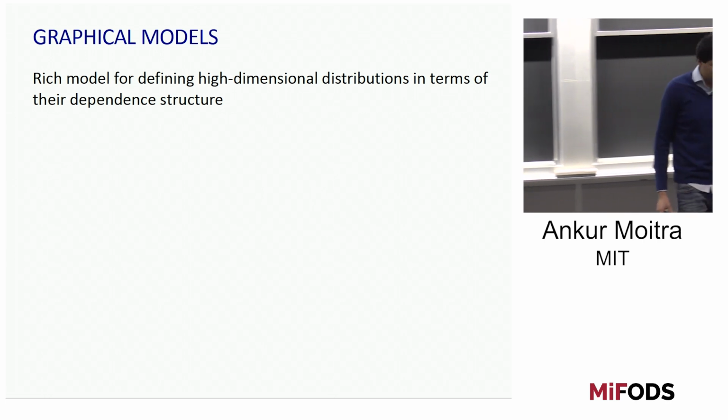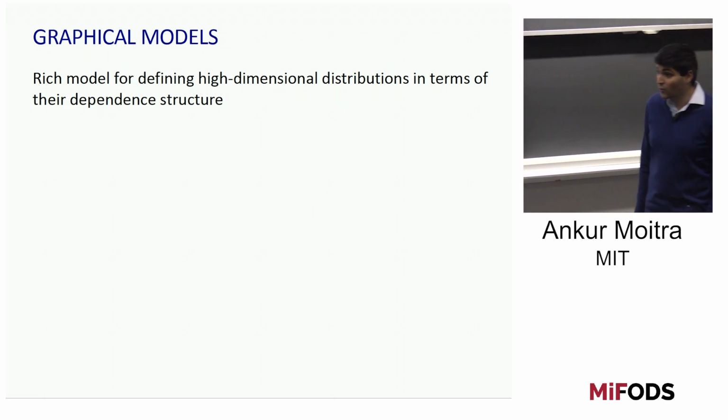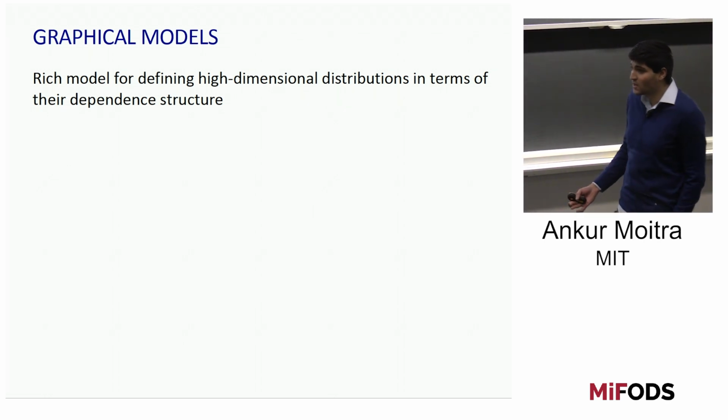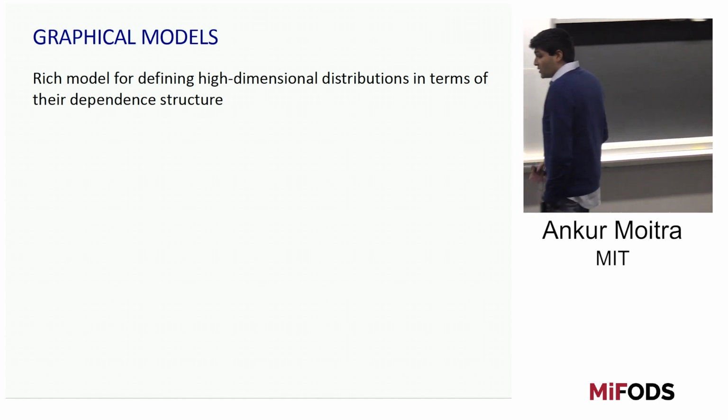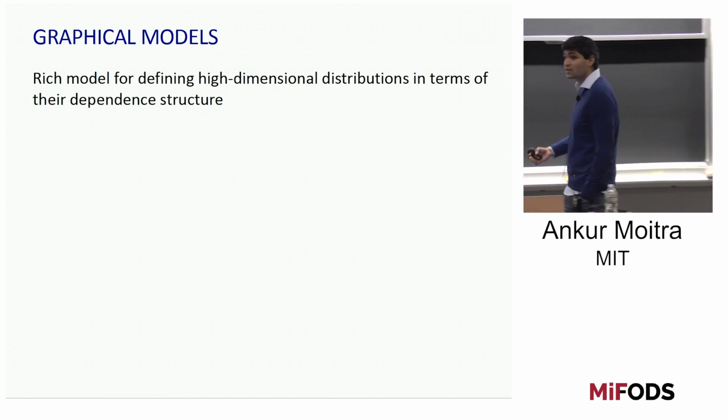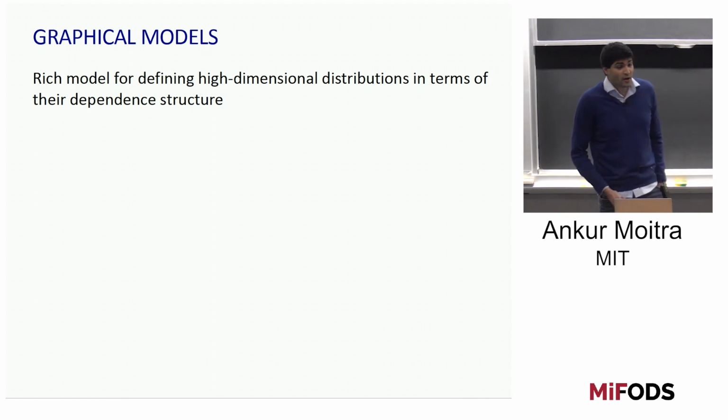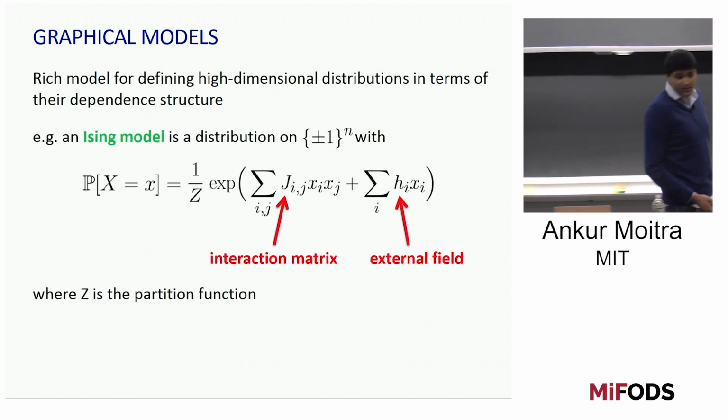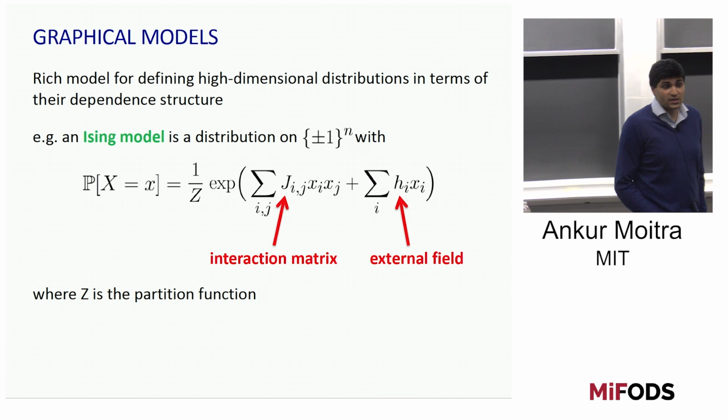What I want to do first is introduce graphical models. This is probably not new to many of you, but the way I like to think about them is that they're a rich model for defining high-dimensional distributions based on their dependence structure. Now, there are many ways to think about them, but let's start with something concrete, which is the Ising model.